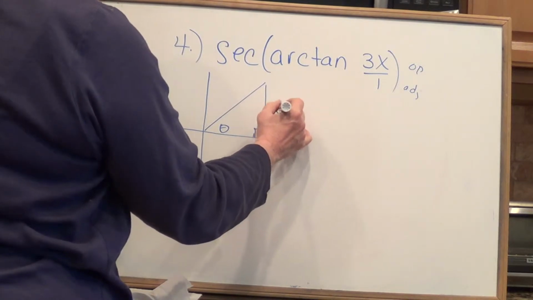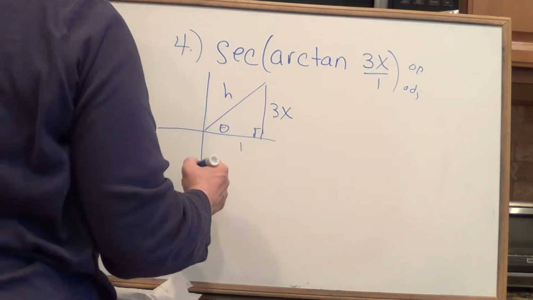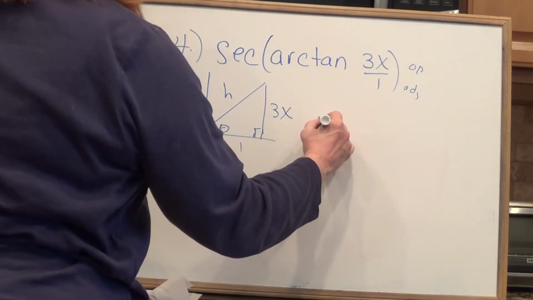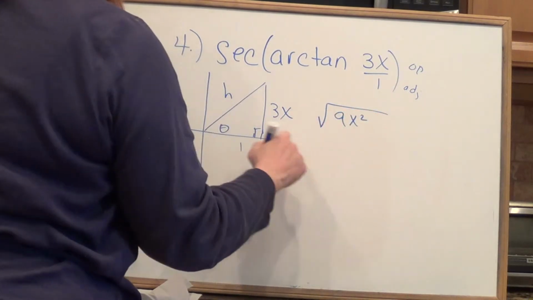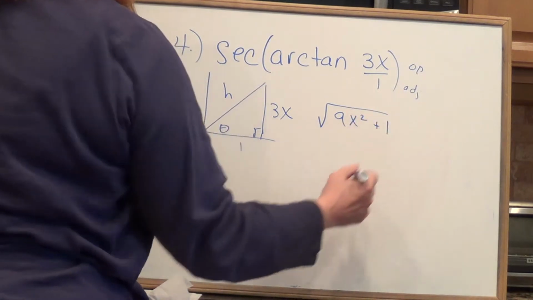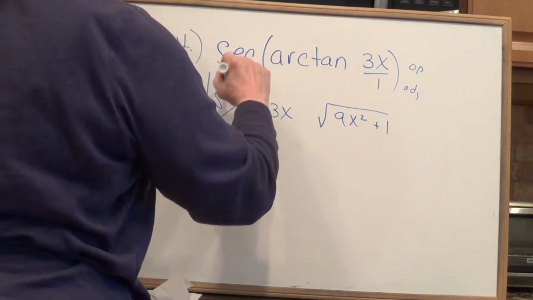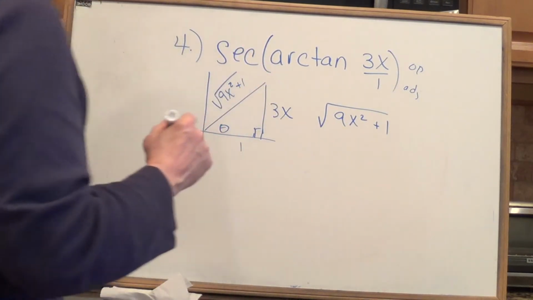So opposite is 3x, adjacent is 1. And we're looking for the hypotenuse, and it turns out to be the square root of this squared. Notice both the number and the variable are squared, plus 1. And I'll just replace that. I just did a lot of that in my head. And you'll see if you write it out, if you need to write it out, that's okay.